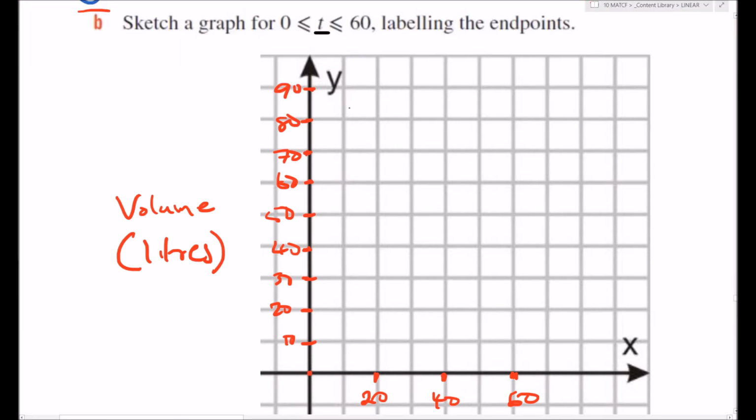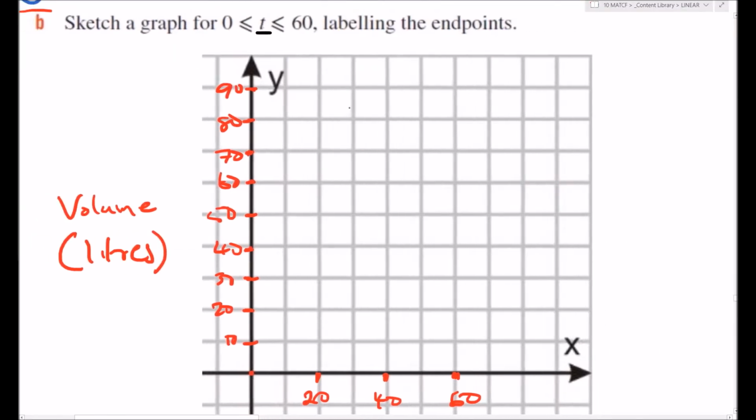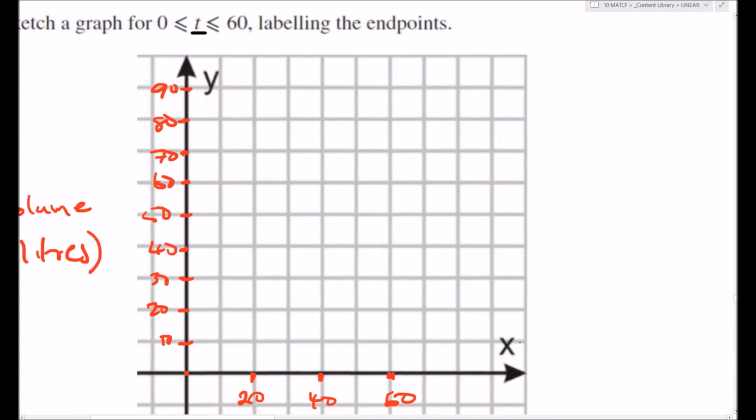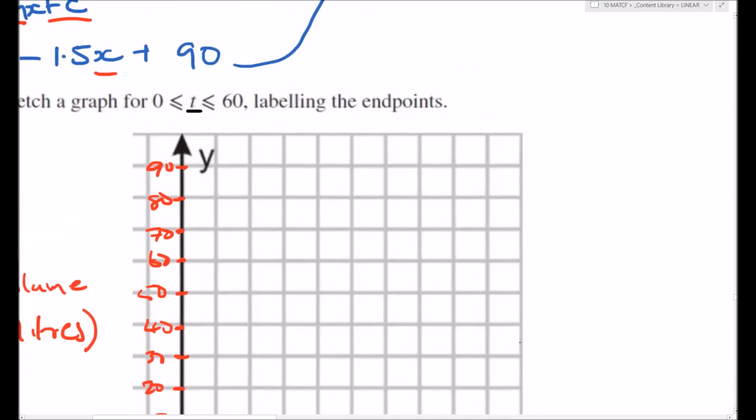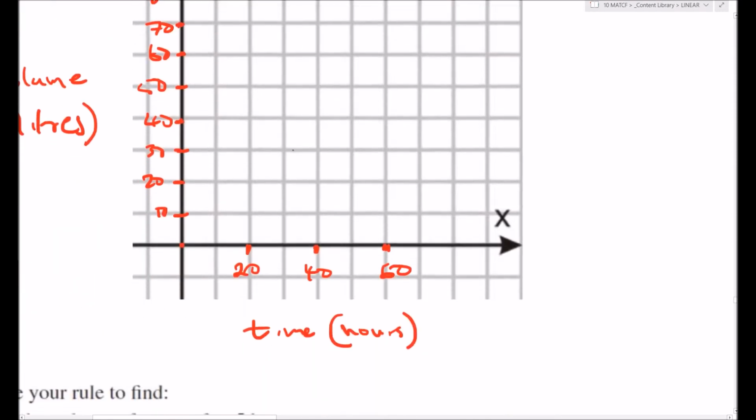Okay, so we're going to have to put 2 points in here in order to label our graph, and also in order to label the endpoints. The endpoints refer to where the line starts and where the line actually finishes. So what are the coordinates for where the line starts and where it finishes? Well, if I want to figure out those 2 points, I'll have to actually use the numbers that are given here. 0 and 60 are my start and end point.